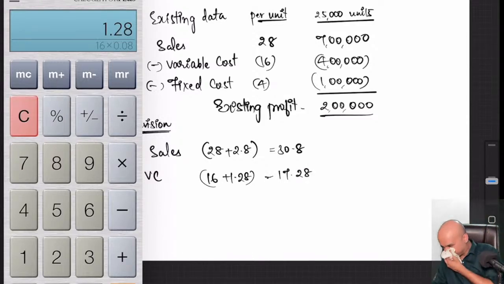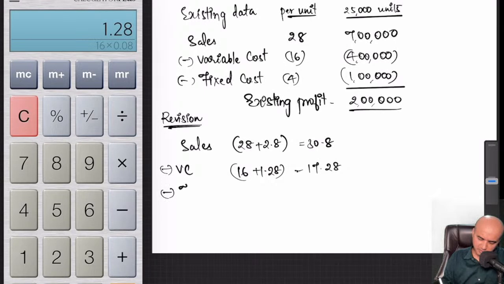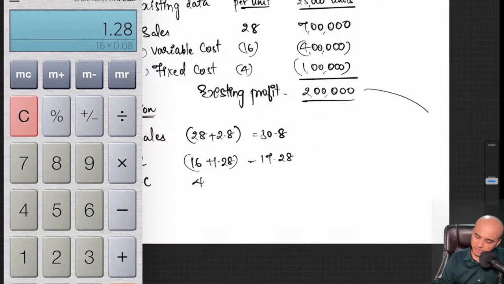So that means my sale price has increased from 28 to 30.8 and variable cost has increased from 16 to 17.28. That is also fine. Next, fixed cost remains fixed. So there is no change there. That will be 1 lakh. Now the point here is the profit should remain the same. Let's say my profit here is 2 lakh.